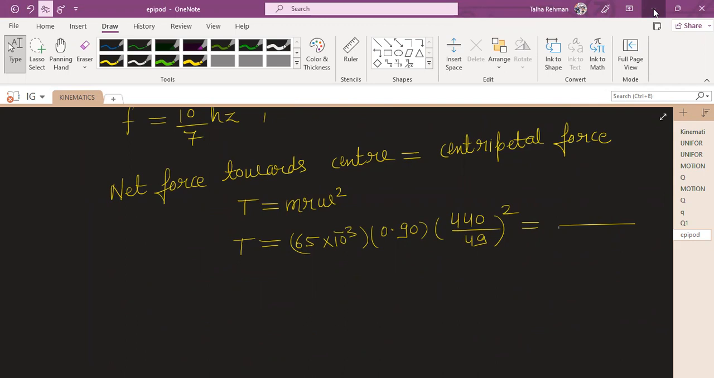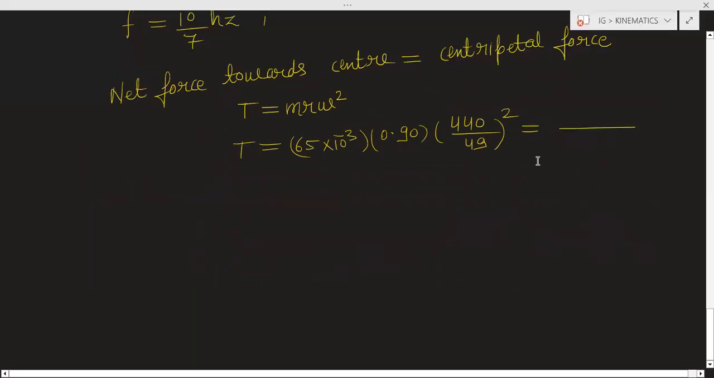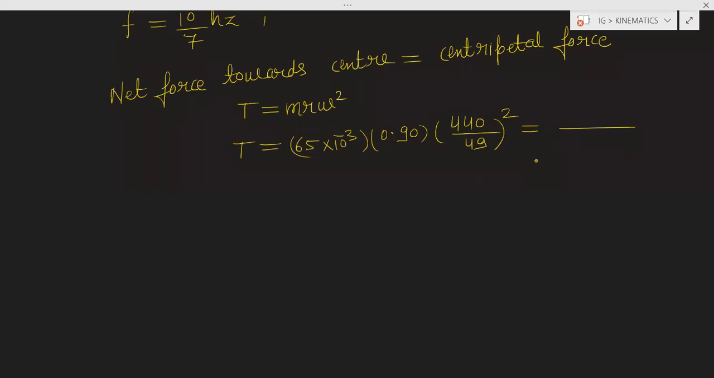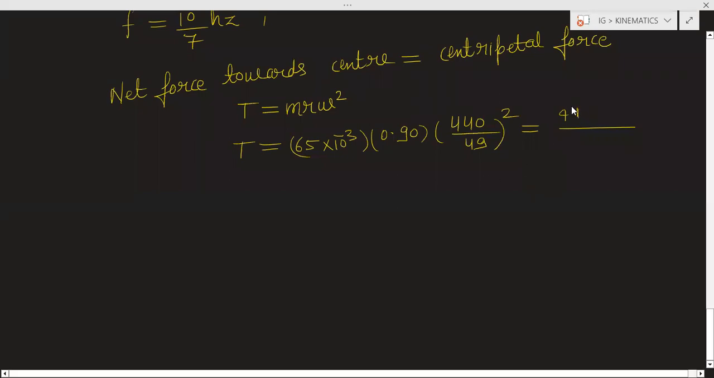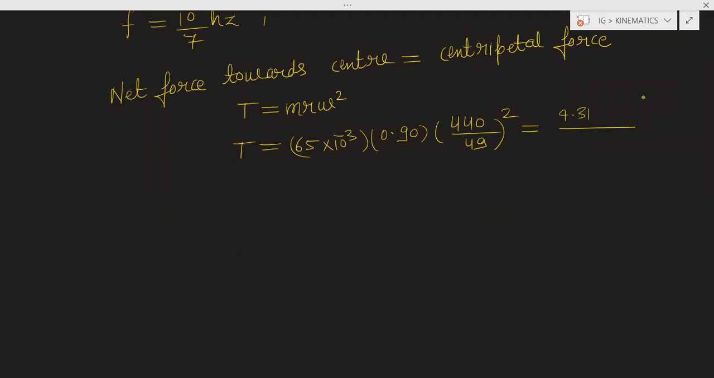4.316 multiplied by 10 to the power of -3. What is the answer? 4.316. No, 4.316 multiplied by 10 to the power of -3.